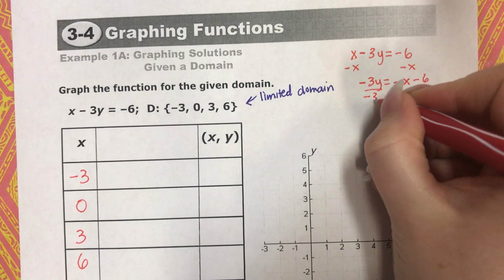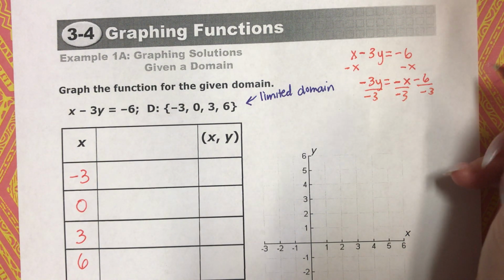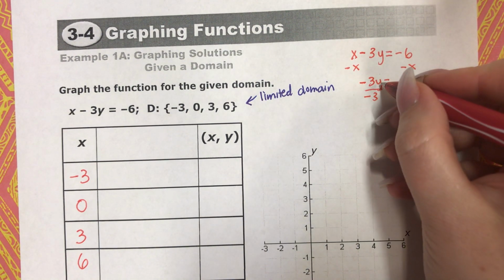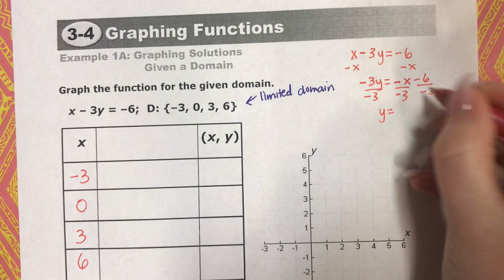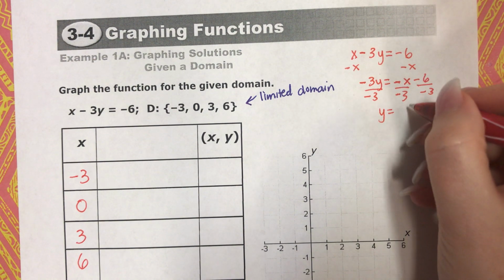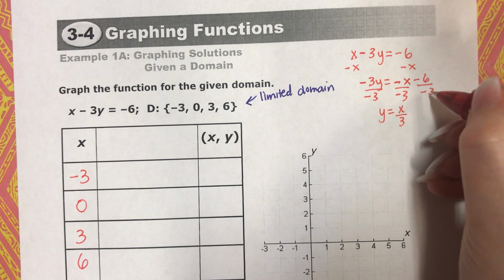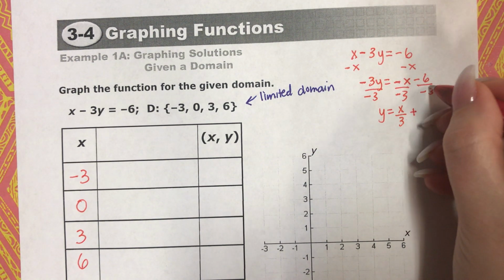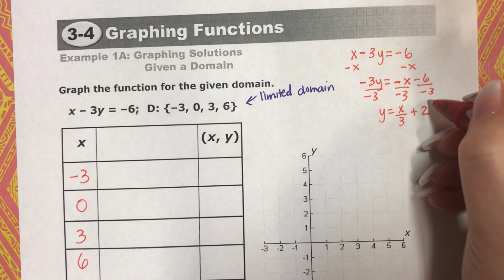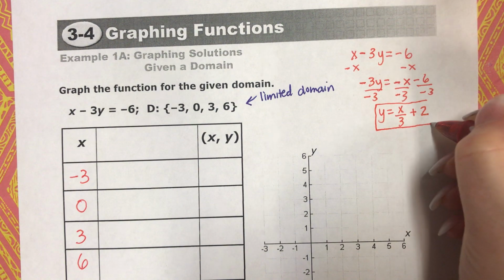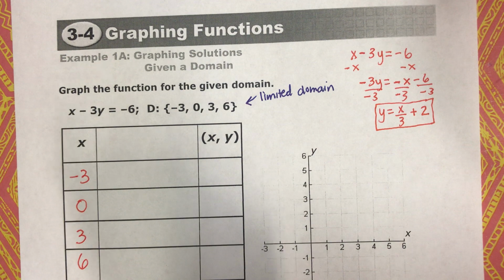Okay, then we're going to get y by itself. So we're going to divide everything by -3. And so we end up with a negative and a negative is a positive. 3 divided by 3 is 1. We end up with y equals x over 3, because negative divided by a negative is a positive, and 6 divided by 3 is 2. So this is our equation when it is solved for y. And so that's what we're going to write in here.